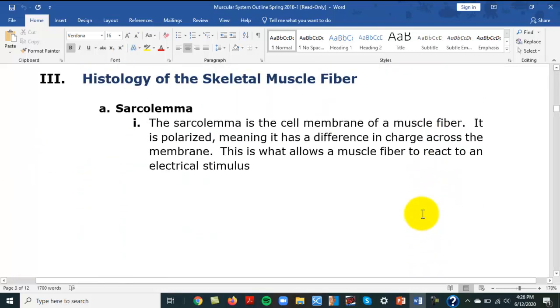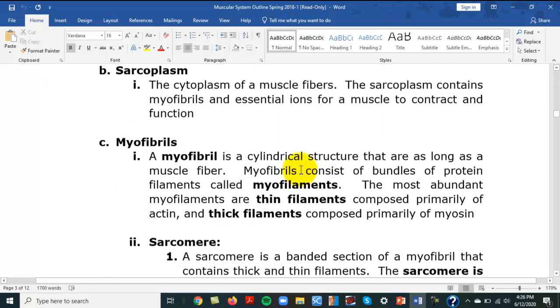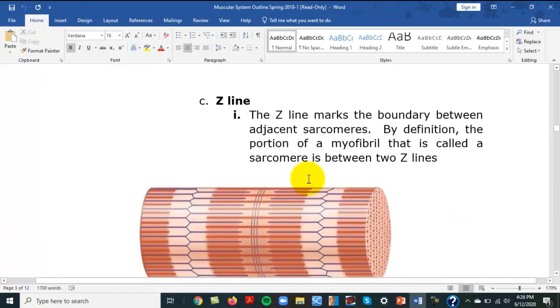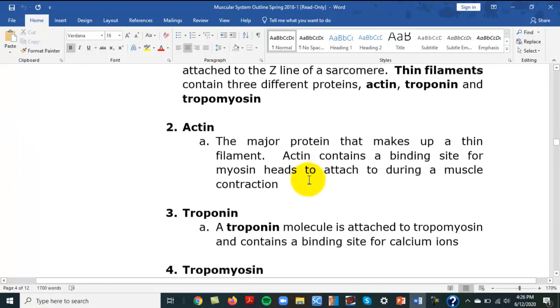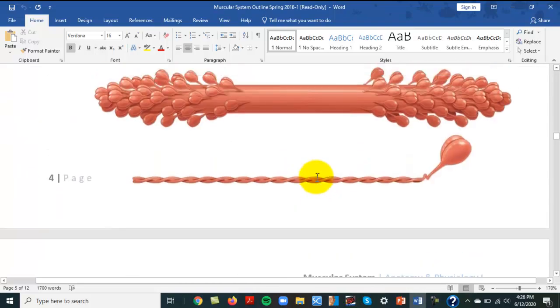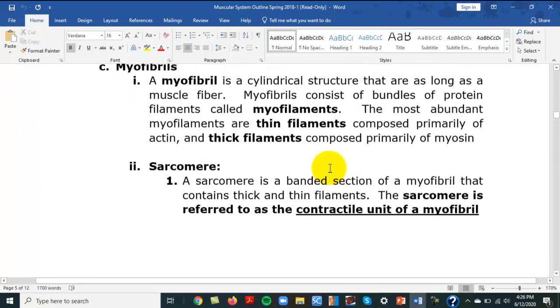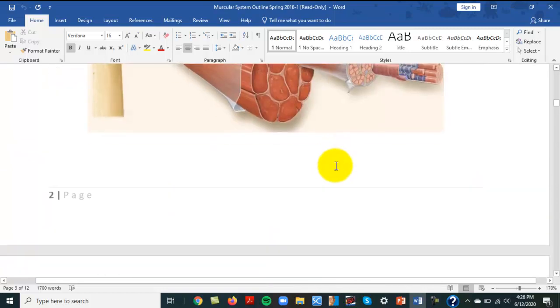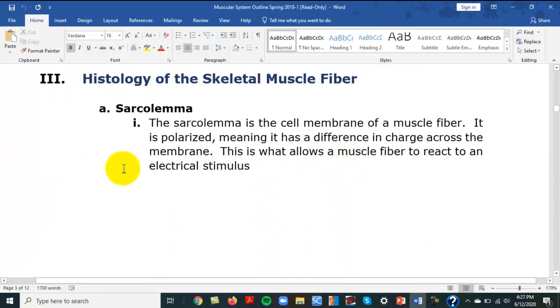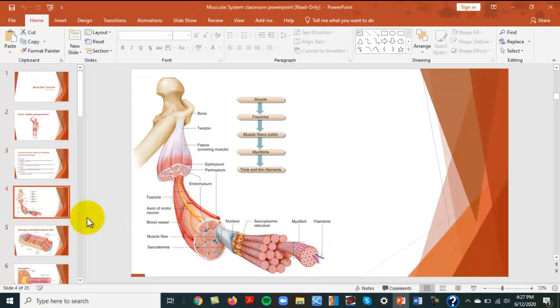Okay, a little bit of histology. The sarcolemma, and I believe it's probably on the next page. No. Interesting. That's all right. Yeah, so histology. Sarcolemma, that is the cell membrane of a muscle fiber. And my brain may be leaving me. I swear that's supposed to be there, but oh well.